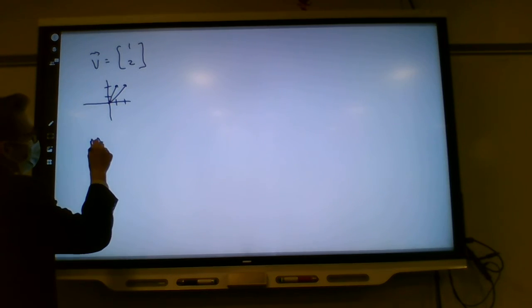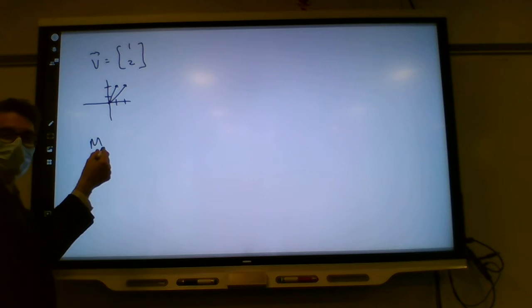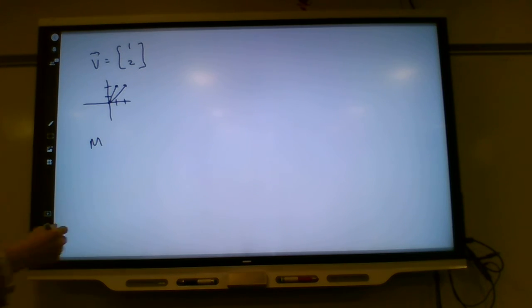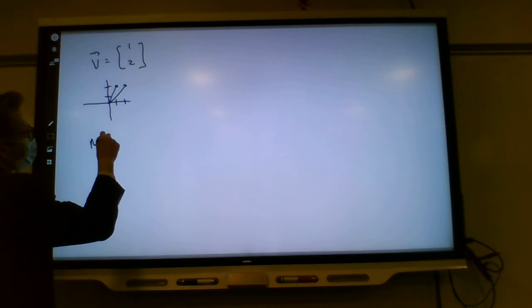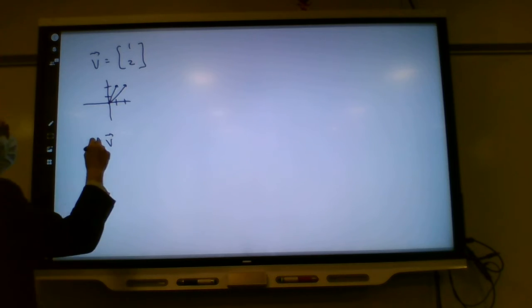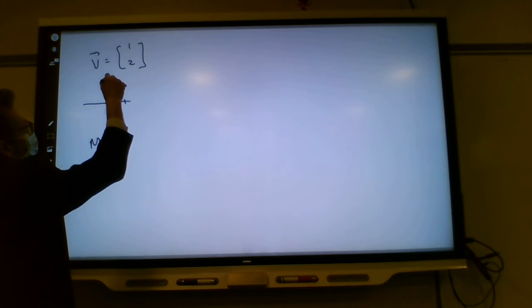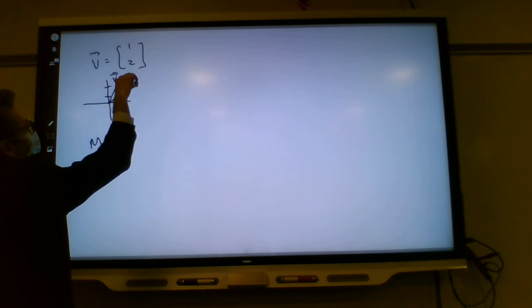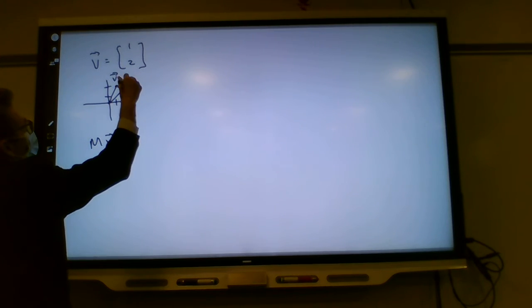I can multiply, and usually when we're writing this in vector notation, we don't put the multiplication symbol, but in code we will have to, right? It'll be m times that. So if I multiply this, this is my vector v, and I'm trying to get some output vector, some value w.